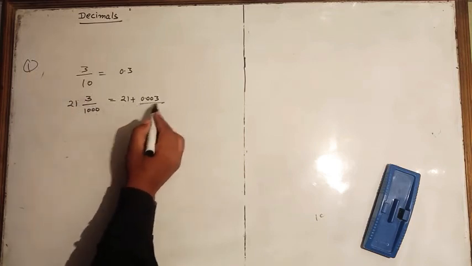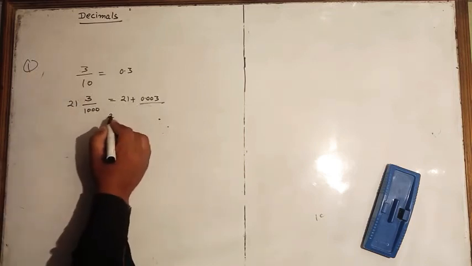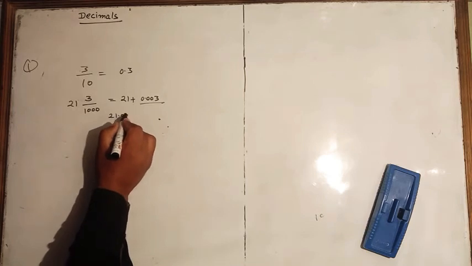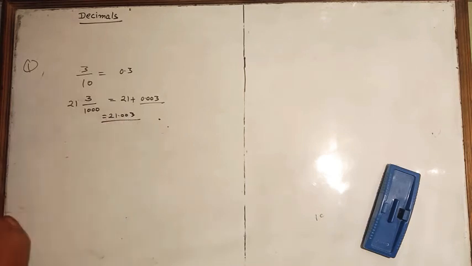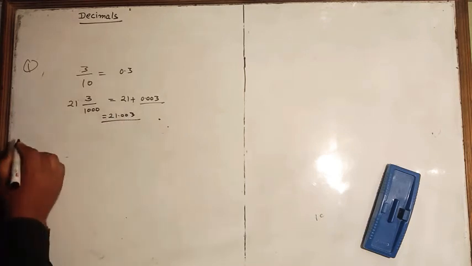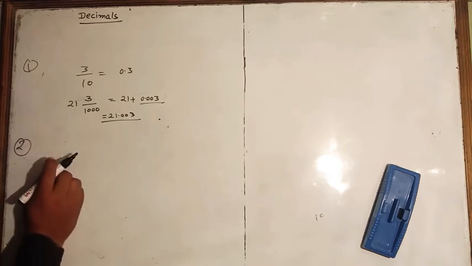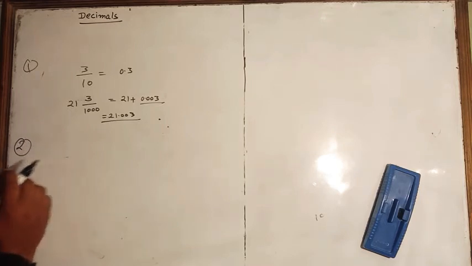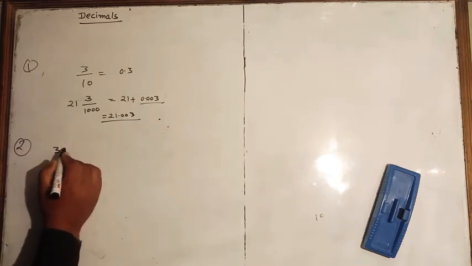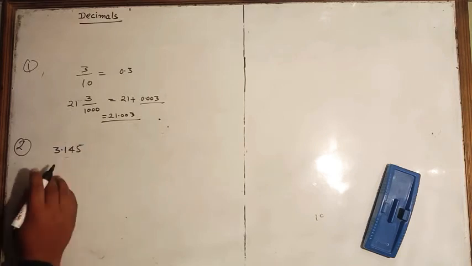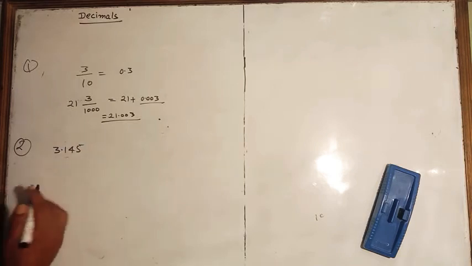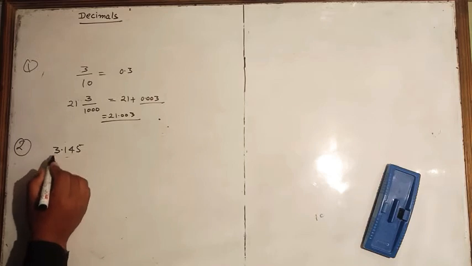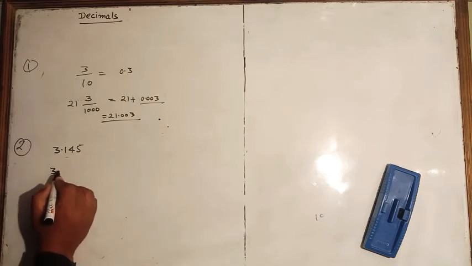So our answer will be 21.003. This we can write in the simple form. Question number two is here: express as a mixed number. You have to write 3.145 as a mixed number, so this will come in whole number, so we will write in whole, plus what we will write, 145.